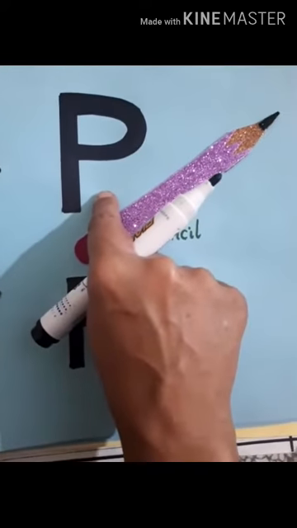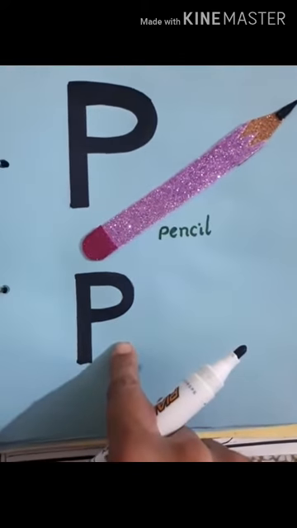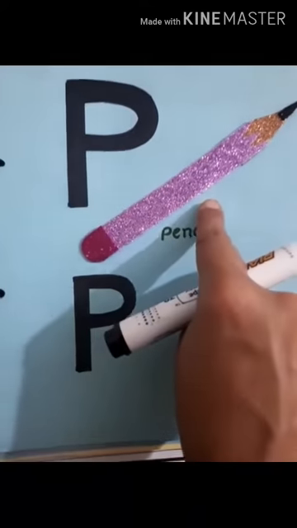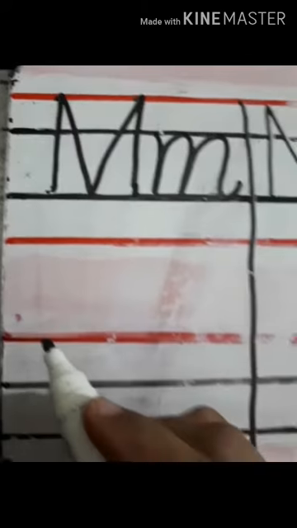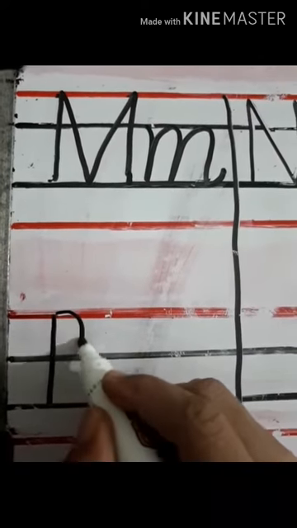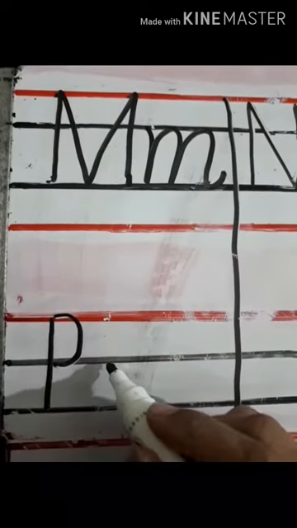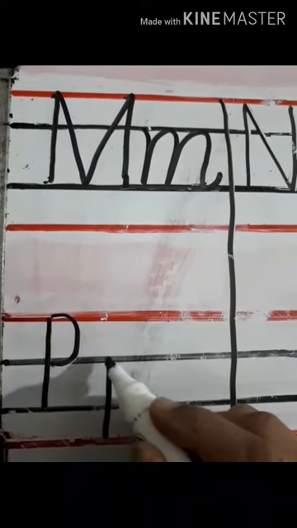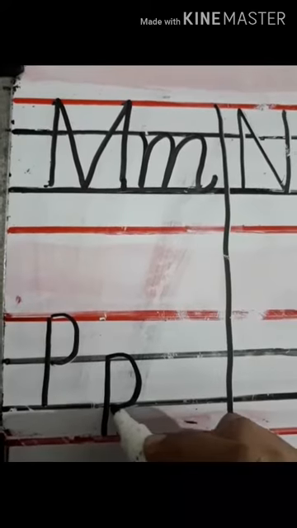Next alphabet is letter P. Capital P, small p, pencil. Now write it on your notebook. Capital P. Small p should start from the second line, as you know.